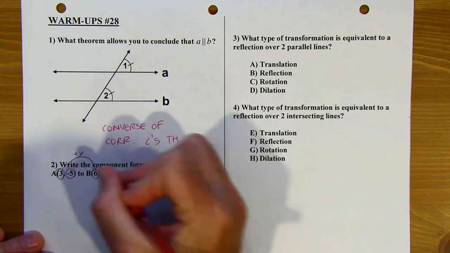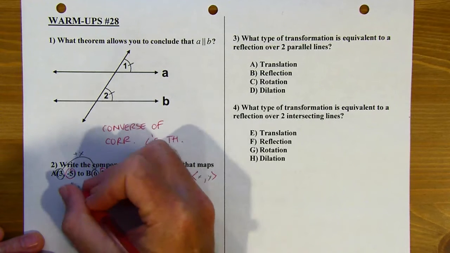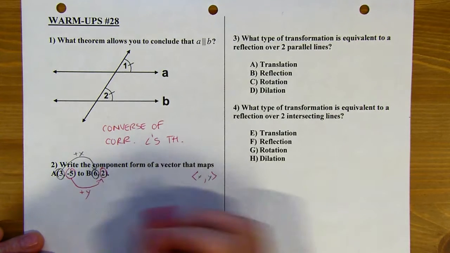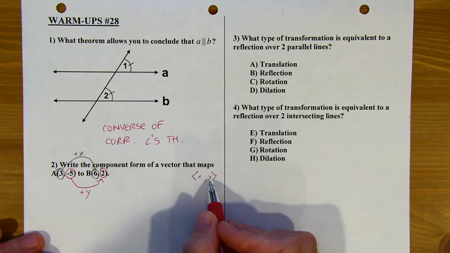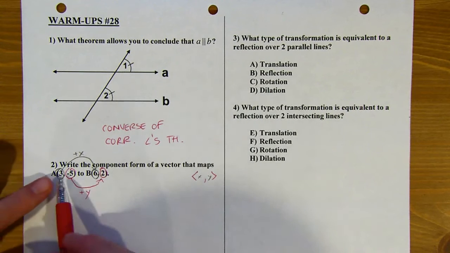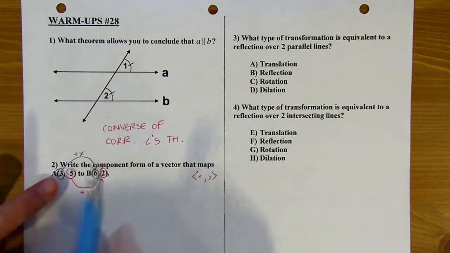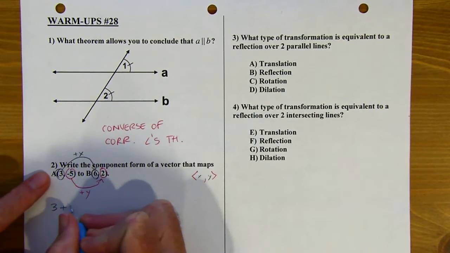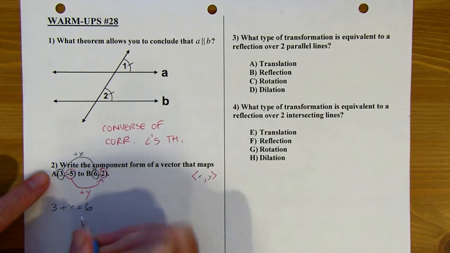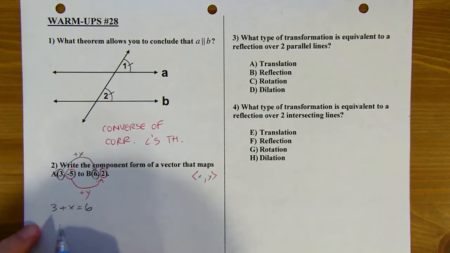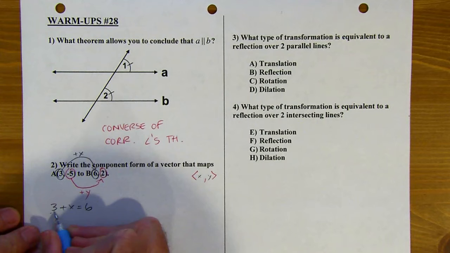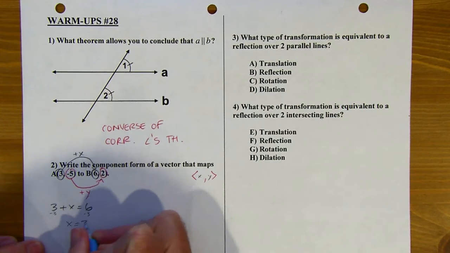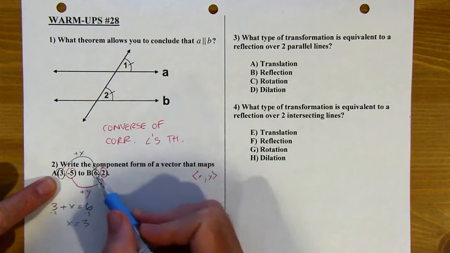So to get from here to here, I'm going to add something else. I'm going to add whatever my y number is going to be right there, okay? So yeah, you could probably do this in your head, but you could also write an equation. You could say 3 plus x is going to equal 6. And then I can solve this for x. So x is going to equal 3, right? Makes sense. I'm adding 3 to get from 3 to 6.